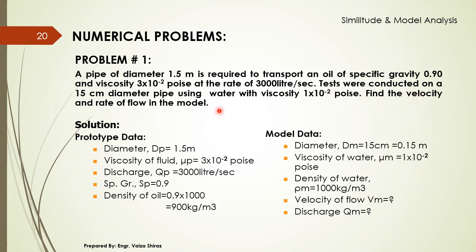So first of all, we will use the concept of Reynolds model law, as the concerned condition is pipe flow. Now if we write down the data for the prototype and the model, the diameter, viscosity, discharge and specific gravity are given. Further, we can calculate the density of the oil using the specific gravity by multiplying it with rho of the water, that is 1000. It is coming to be 900 kg per meter cube. Similarly, this is the data for the model given in the statement, and we have to find out the velocity of the flow and discharge of the flow in the model.